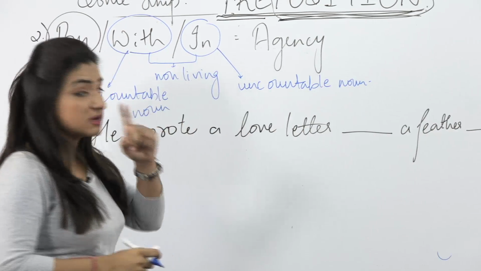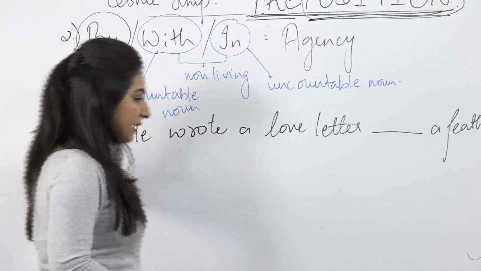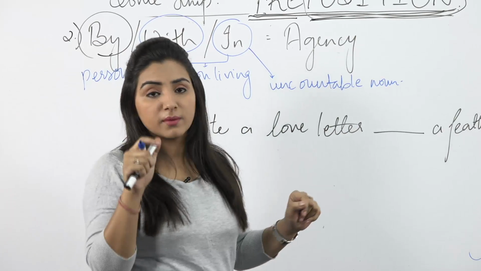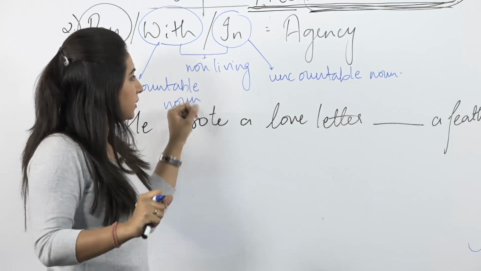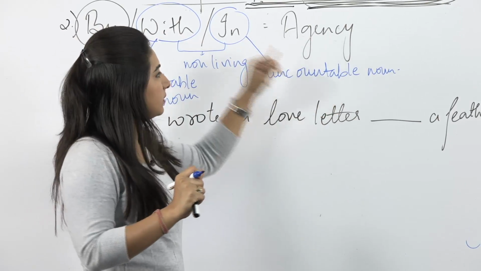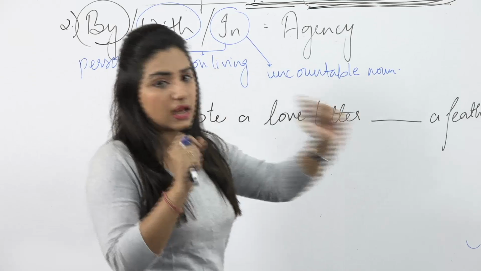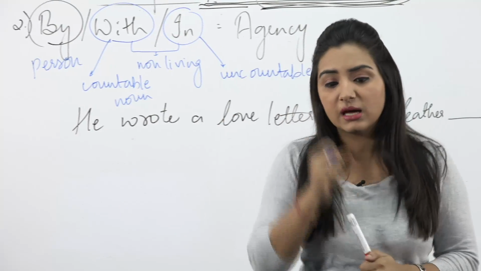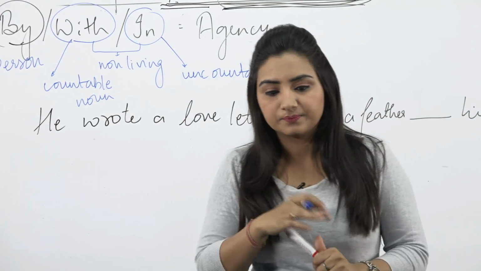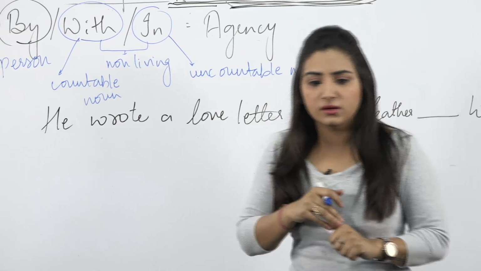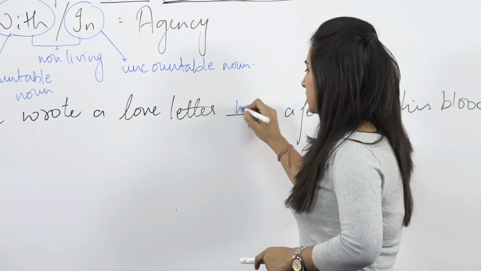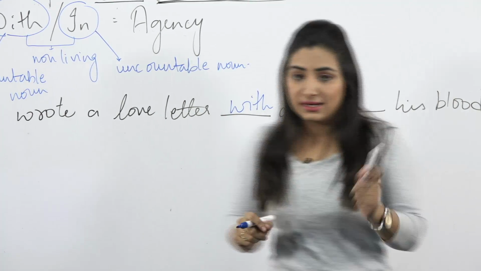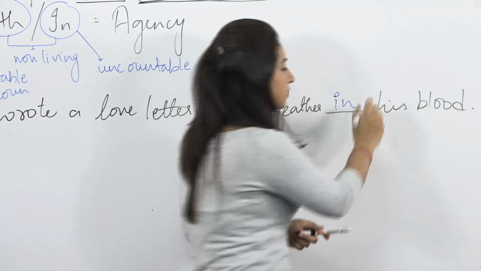तो मतलब क्या निकला? जब लिविंग होगा तब हम किसका यूज़ करेंगे? बाय का. और जब नॉन लिविंग होगा तब हम यूज़ कर सकते हैं विथ और इन का. What is the difference? When we have countable noun we'll use with, when we have uncountable noun we'll use in with it. Now tell me what should be the answer. आप बताइए क्या आंसर होगा क्विकली. With feather in his blood. Very good. He wrote a letter with a feather dash his blood, in his blood.